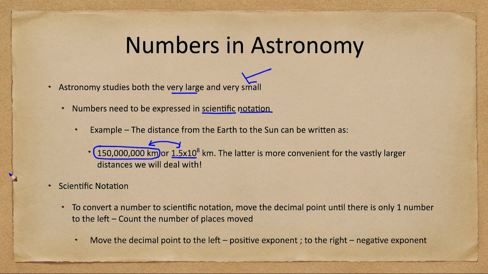So how do we convert a number into scientific notation? Well, what we do is we move the decimal point until there is only one number to the left, and you count how many places you had to move it. And if you move the decimal point to the left, you get a positive exponent. And if you move it to the right, you get a negative exponent. So whether this exponent here is positive or negative depends on the direction that you had to move that decimal point. Now, let's look at a couple of examples of this.